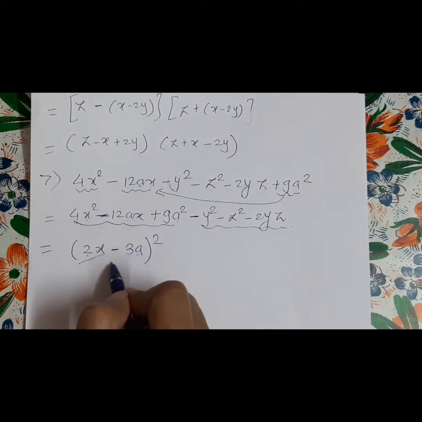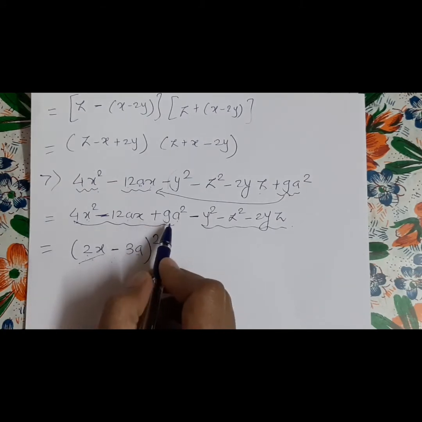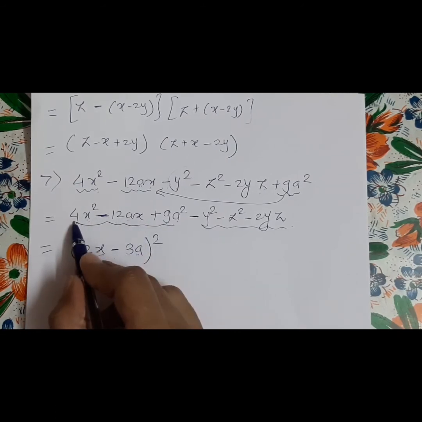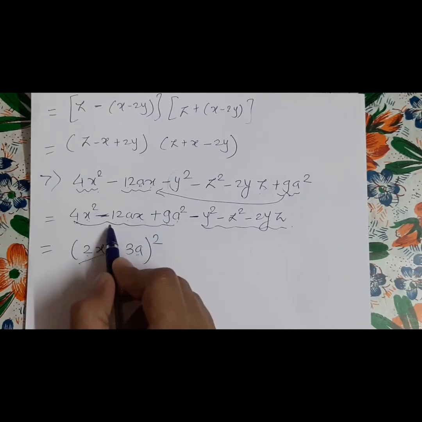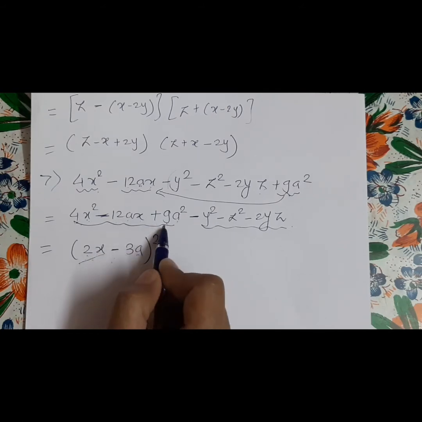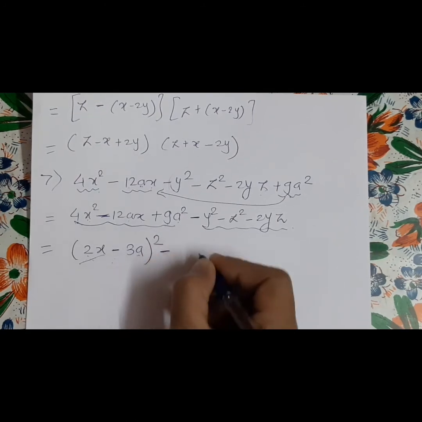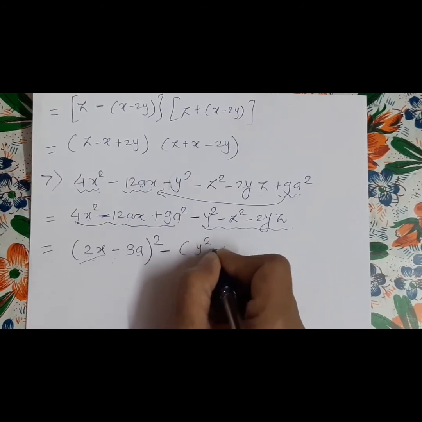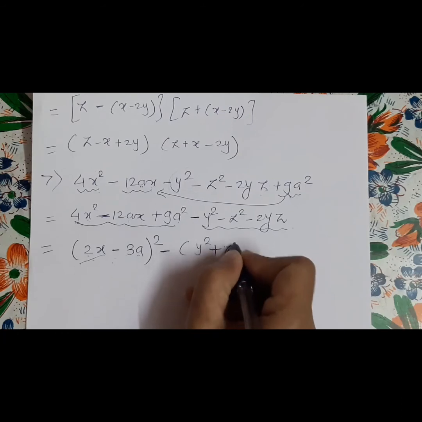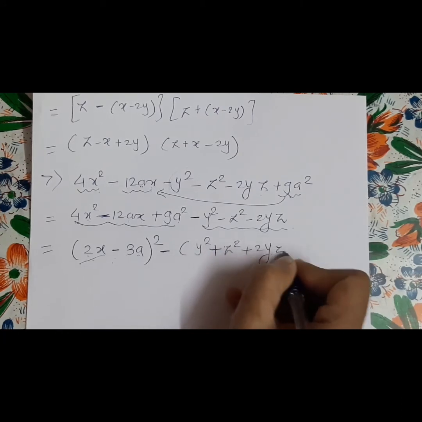If it is not possible for you to write it directly, I told you, just multiply 9 and 4, that is 36, and find the factors of 36 so that their sum is minus 12 and their product is 36, and using that also you can find the factors. Okay, now I will take the negative sign common. So here it is minus y square plus z square plus 2yz.